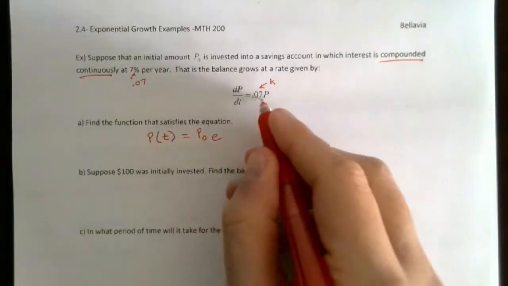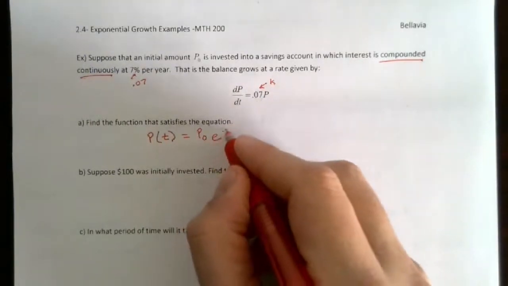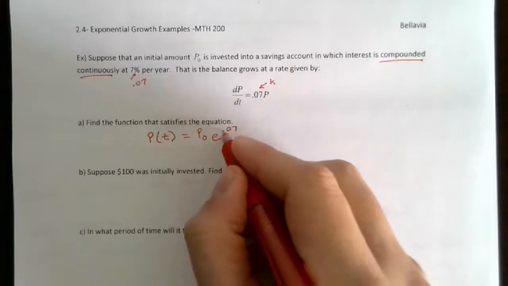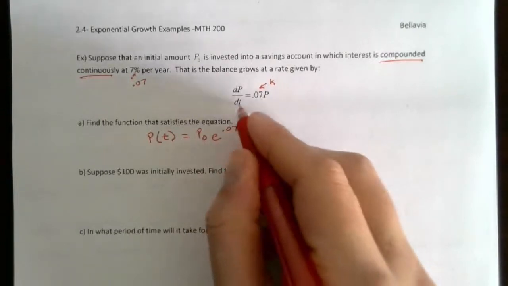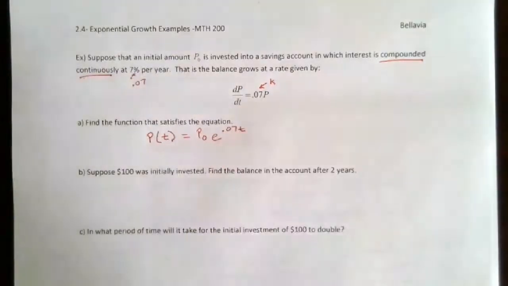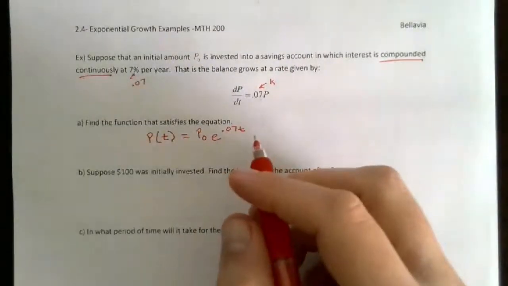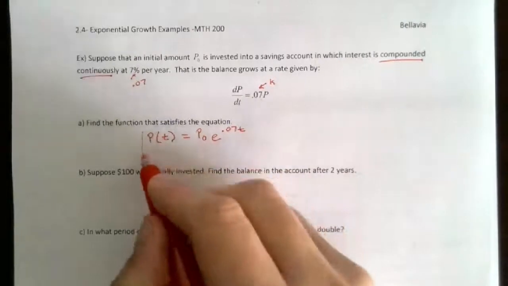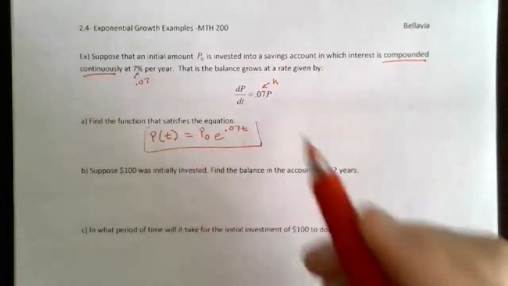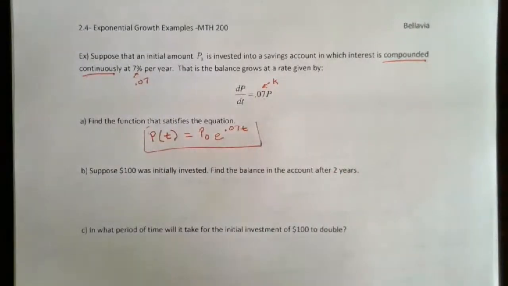Well, what's k? K is whatever was in front of our P here, so 0.07, and then times t, because t is our variable. If that was x, you'd put x there. And this is the general function that would satisfy this differential equation. There's really not a lot to it. It's just recognizing the form.